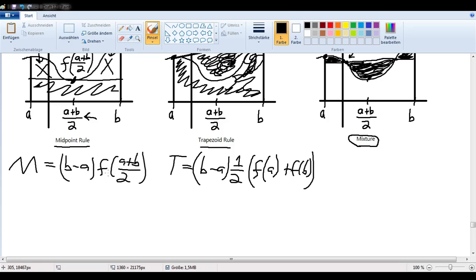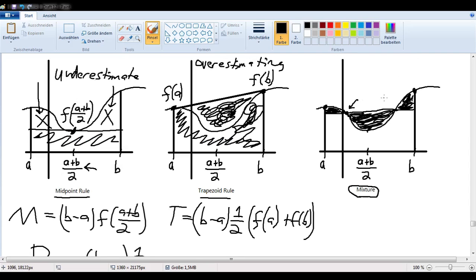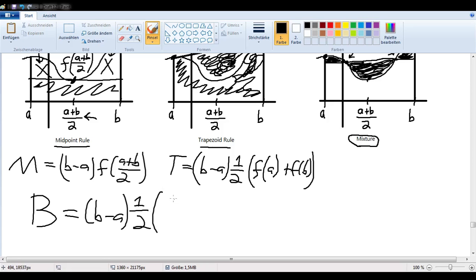So how could we write that out? Let's invent a new rule. Let's call it maybe B for better rule, and we will just multiply again the width times, now we had 2 points here, right? We had this point there and this point there, so we'll just be averaging 2 points again, averaging f of something plus f of something else. And what is it that we would be averaging? Well, let's start at the midpoint. Let's say we have a plus b over 2.